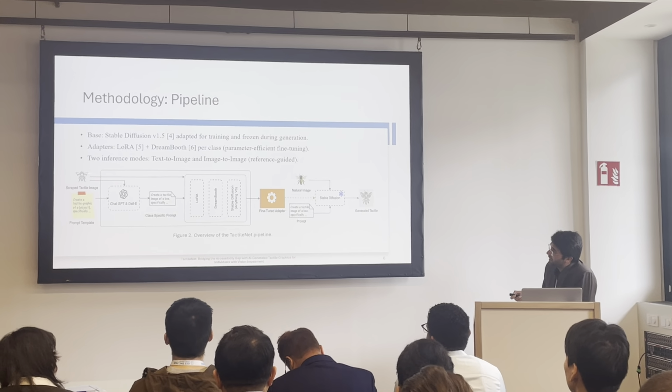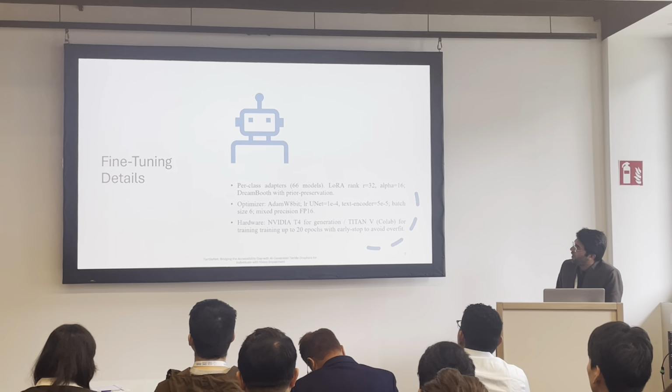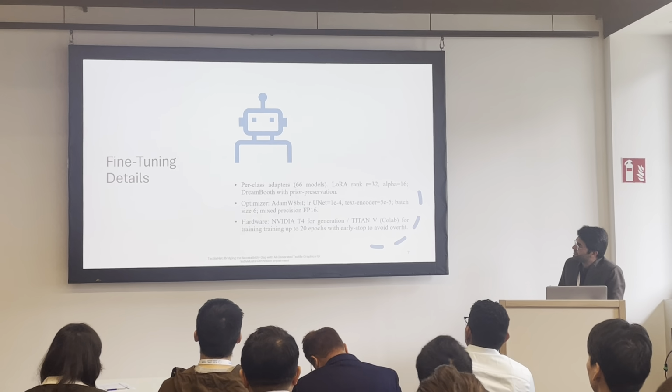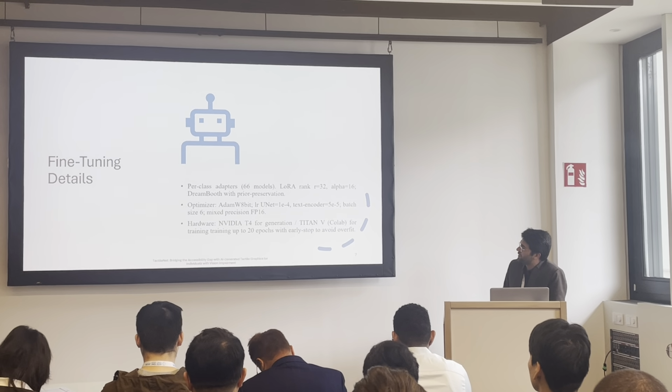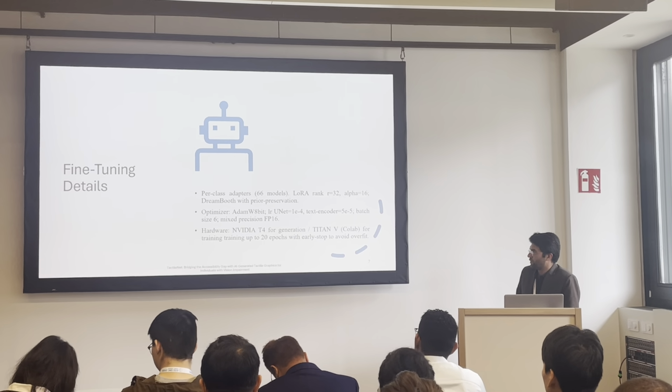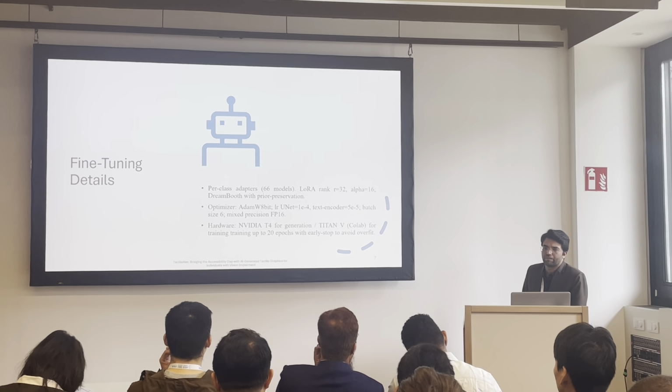We use LoRA rank 32, alpha 16, and DreamBooth prior preservation loss with weightage 1. Optimizer AdamW 8-bit, and we use learning rate for UNet 1e-4, text encoder, batch size, and so on. For the hardware, we use NVIDIA T4 for generation phase, and Titan V, that is given as a part of Google Colab for training, that is up to 20 epochs with early stopping.